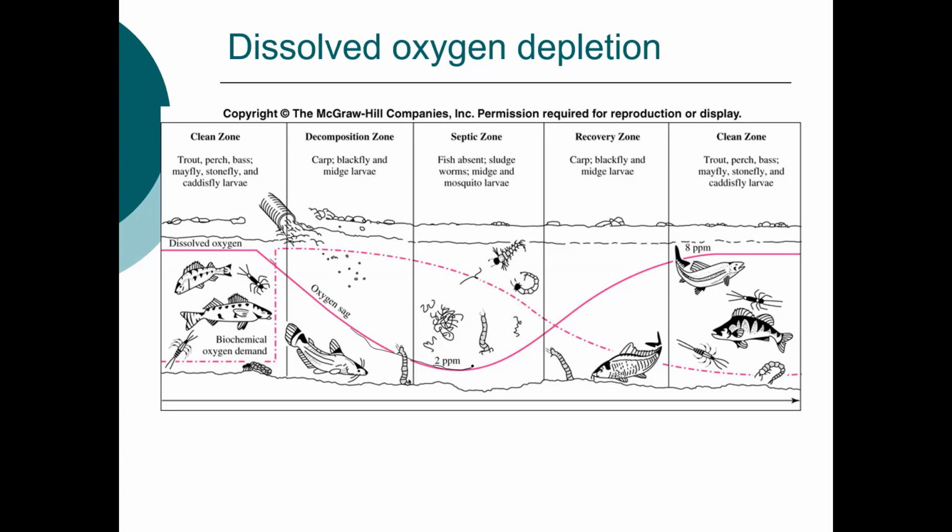Most fish can't survive in that environment. Few can, but very, very few. We have what are referred to as sludge worms, tubifex. They are present in the sediments. Midge fly and mosquito larvae predominate. You'll have hydrogen sulfide production because you've got an anoxic condition.